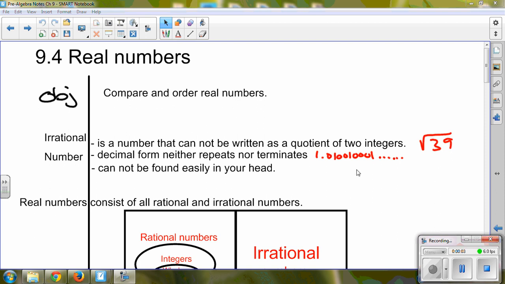Chapter 9, Section 4, Real Numbers. Our objective is to compare and order real numbers. First, we need to talk about what rational, irrational, and real numbers are.